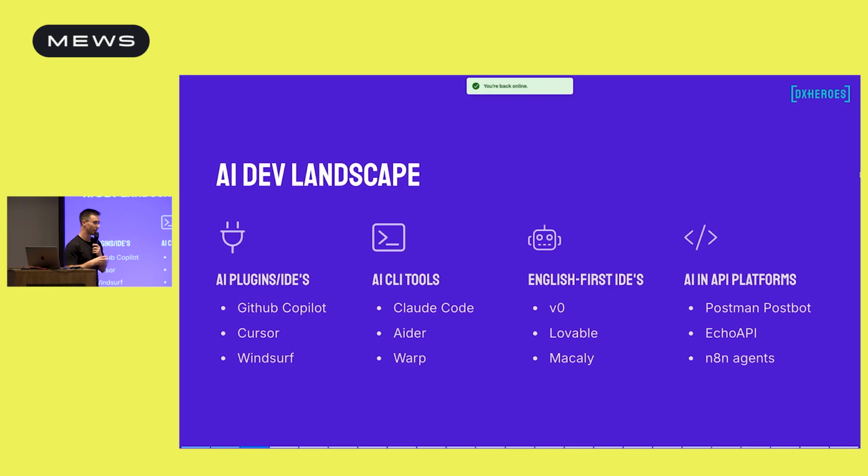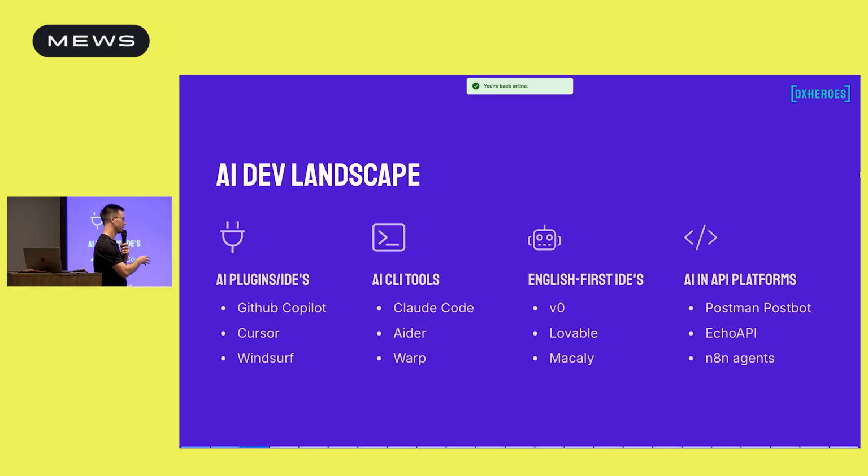And I think we can all see today that the AI development landscape is vast. We have all the IDEs like GitHub Copilot. We have AI-first IDEs like Cursor, and also agentic AI in our CLI nowadays, like Claude Code or Aider. And we can even build full-stack applications without coding, with just prompting with tools like V0 or Lovable. And AI also enters the more standard platforms.